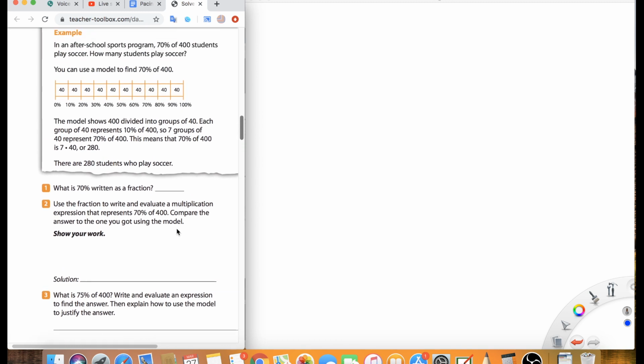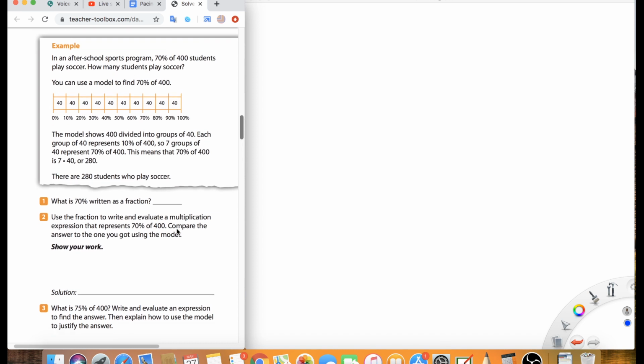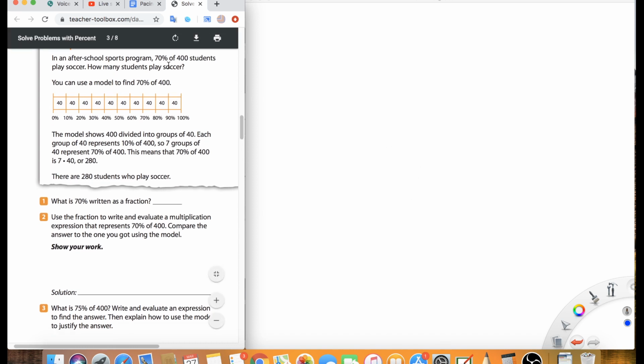All right. Here it says in an after-school sports program, 70% of the 400 students play soccer. How many students play soccer? So they divided it into 40 by 10s, to make 400 students. And how many is 70%? So it would be right here. How many 40s are there before the 70%? 1, 2, 3, 4, 5, 6, 7. 7 times 40 equals 280. That means 280 students who play soccer out of the 400 students in the after-school program.